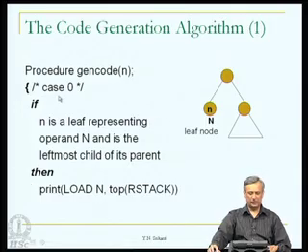Case 0, there is a node n which is a leaf node. If n is a leaf representing an operand n and is the leftmost child of its parent, we generate the code load n comma top of our stack. This will be some register at runtime, it may be R0 or R1 or whatever it is. The instruction which would be emitted would be load n comma that particular register. So, this is case 0.